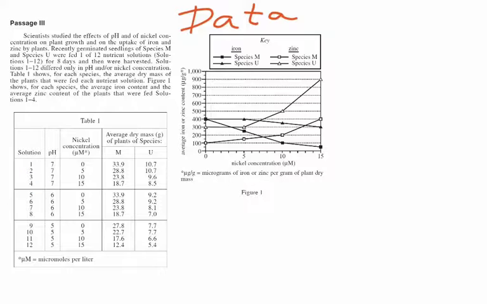This one has solutions of different pH, nickel concentration, 2 different plant species, and the nickel concentration, iron and zinc, and it looks like the different species with iron and zinc content. Then you're to the questions. 15, 20 seconds, straight to the questions.